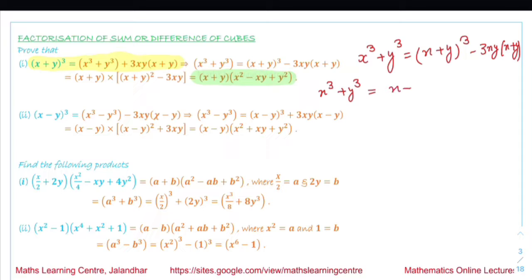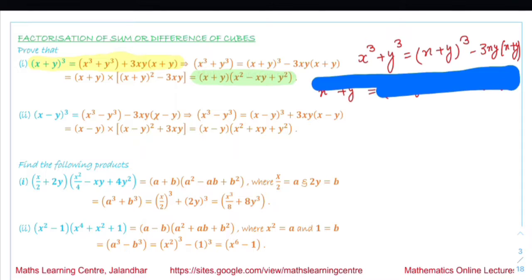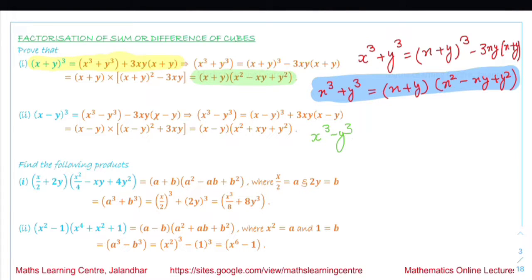It is (x + y)(x² − xy + y²). So this is our first identity, and the second we are talking about is x³ − y³.